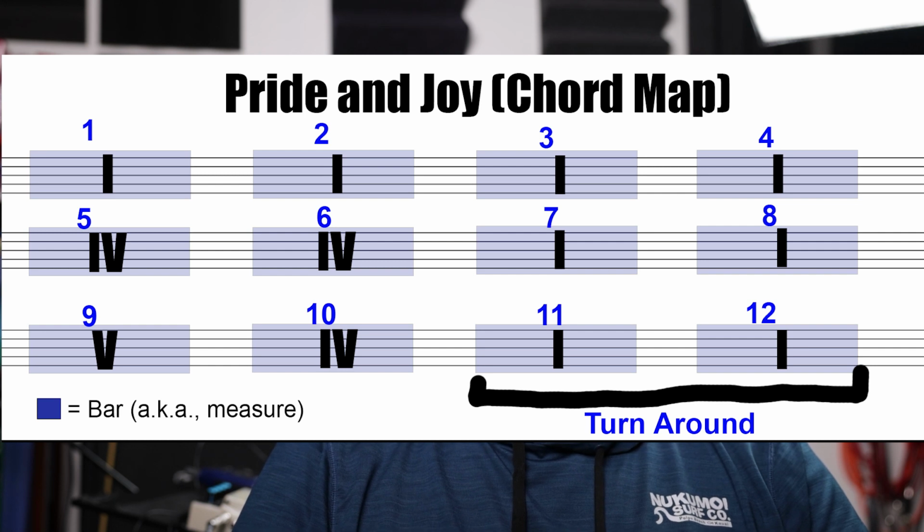So for example, if you're a guitarist or a keyboard player, on a real simple basis, you could just play a 1 chord over the first 4 bars. And then for bars 5 and 6, you would go to the 4 chord. And then for 7 and 8, you would go back to the 1 chord for 2 bars, and then the 9th and 10th bar, you'd go to the 5 chord, then the 4 chord, and then the 11th and the 12th is the turnaround. That's just the 1 chord again.